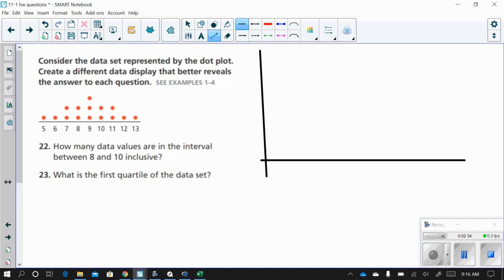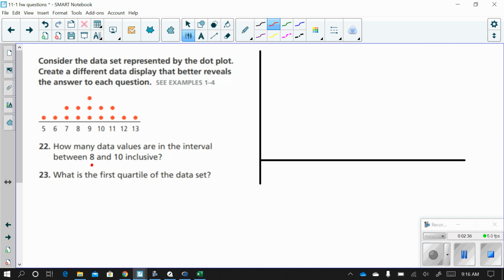Okay, so let's start making our histogram. Notice it wants the interval 8 to 10. So we know that's one of our intervals, and notice it contains 3 numbers. So my other intervals will be 5 to 7, and then 11 to 13. So we're going to do 5 to 7, 8 to 10, and 11 to 13.